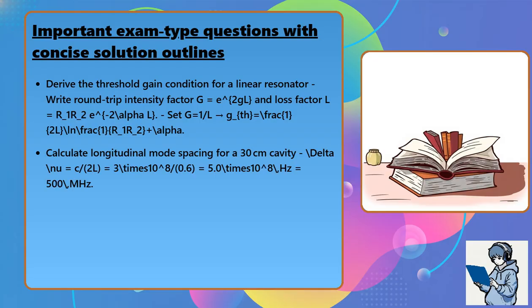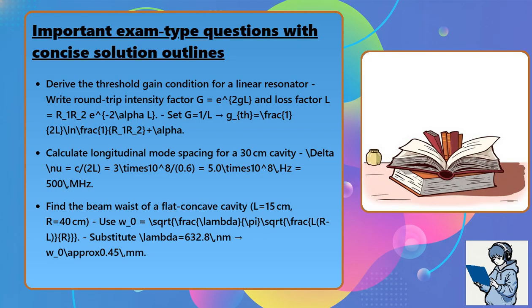Calculate longitudinal mode spacing for a 30 centimeter cavity. Delta nu equals C divided by 2L, which is 3 times 10 to the 8 meters per second divided by 0.6 meters, giving 5 times 10 to the 8 hertz, or 500 megahertz. Find the beam waist of a flat concave cavity with length 15 centimeters and radius 40 centimeters. Use W0 equals the square root of lambda over pi times the square root of L times (R minus L), divided by R. Substituting lambda equals 632.8 nanometers gives W0 approximately 0.45 millimeters.